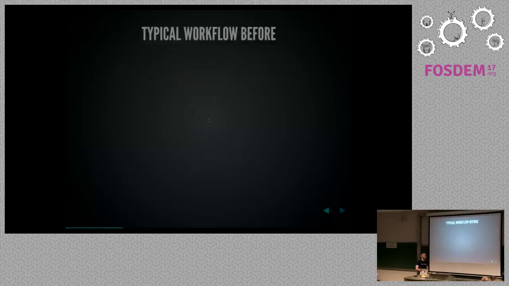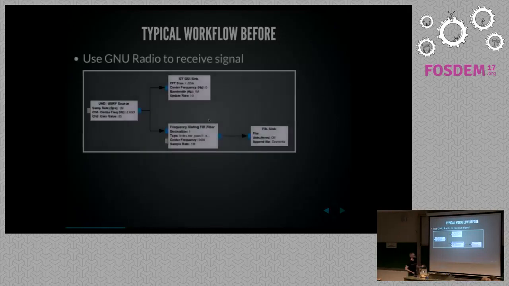So what was the workflow before? This is like I did it. Maybe you were a bit smarter than me. But I did something like this. So first off, there is a USRP source. So I just received the signal and dropped it in a QT sink or frequency sink. So I just had a look at the spectrum and search where is energy located, because normally energy means there could be a signal.